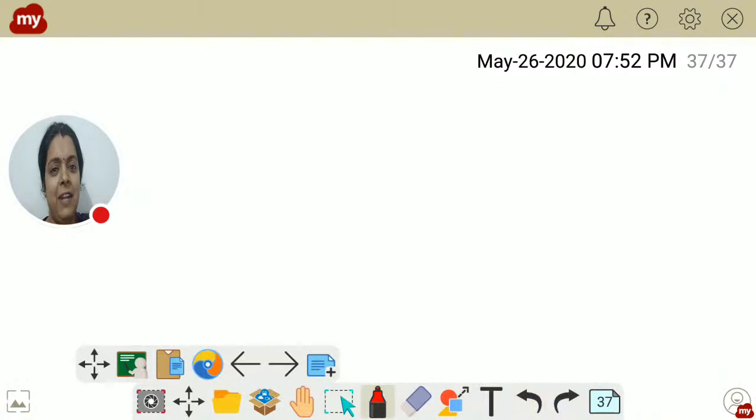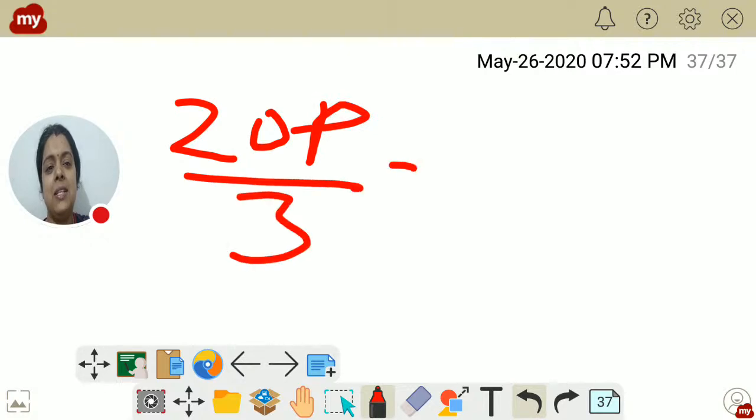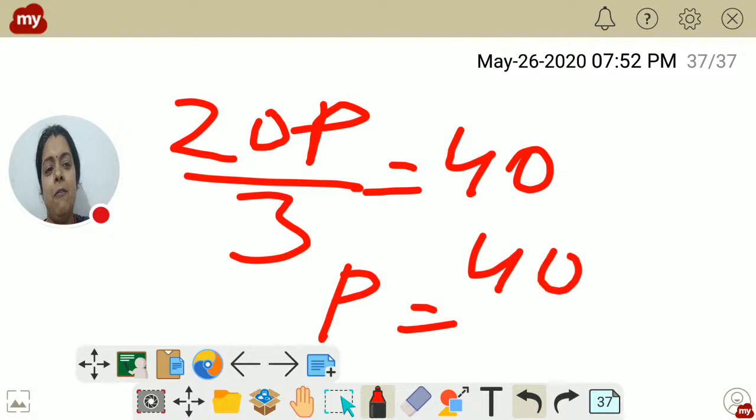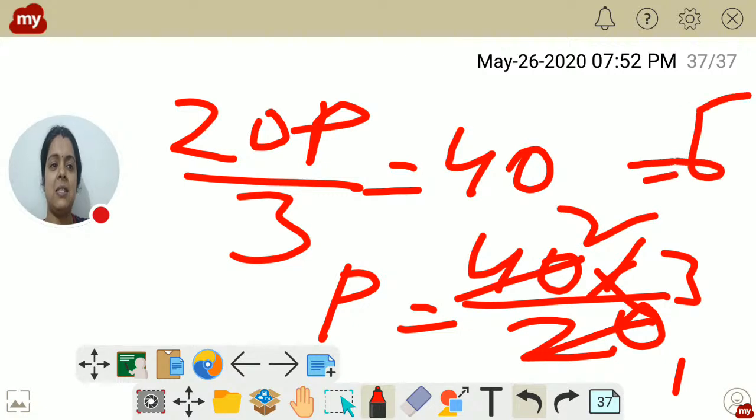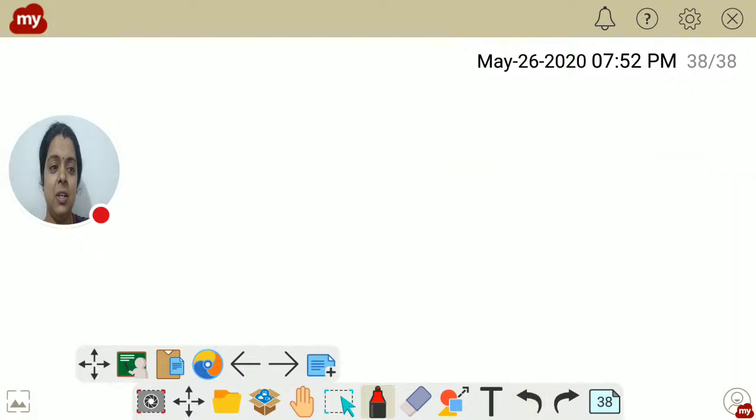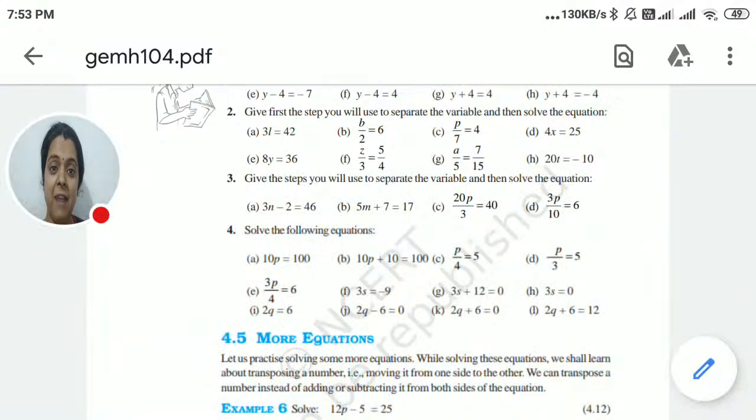Another way to solve it, very easy. 20p by 3 is equal to 40. How to do? p is equal to directly 40 multiplied by 3 by 20. Done. Solve it now: 2 3s are 6. I got the answer, right? Do you have any problem in this question? I hope not. Still, if you have any confusion, I'm there to solve it.